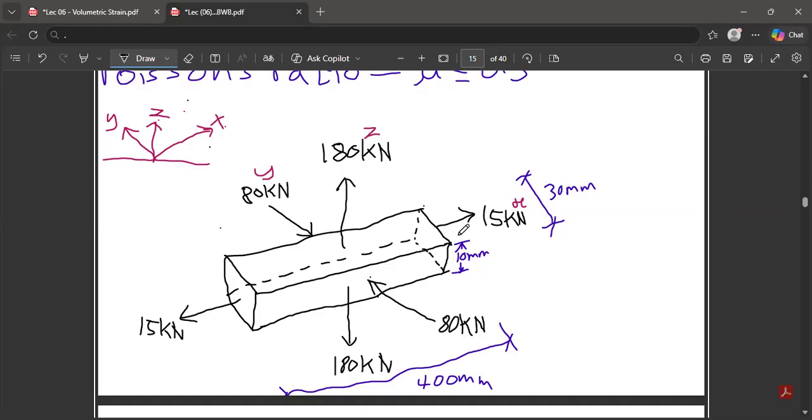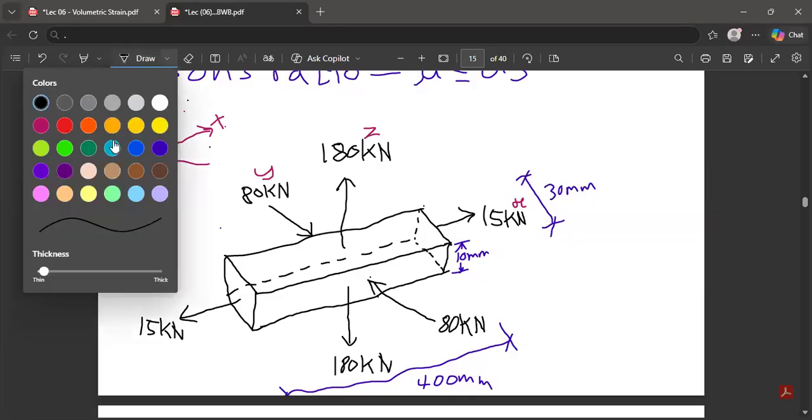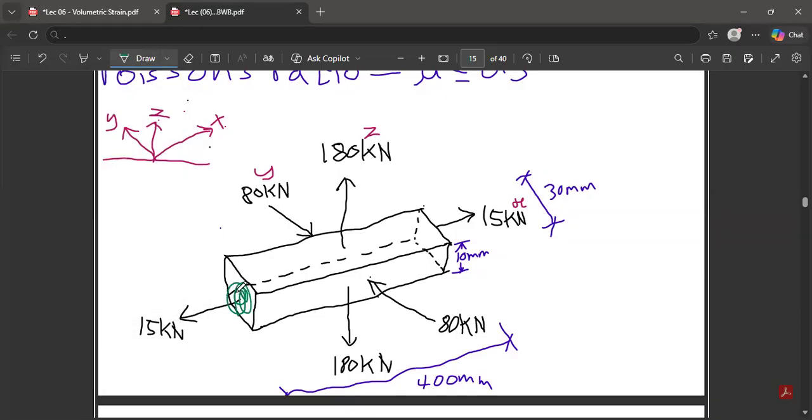It is just 10 times 30. That is this face. This is the face I'm talking about. If I have to change to a different color pen, I will do so, so you can see it nicely. I'm just talking about this face like this.